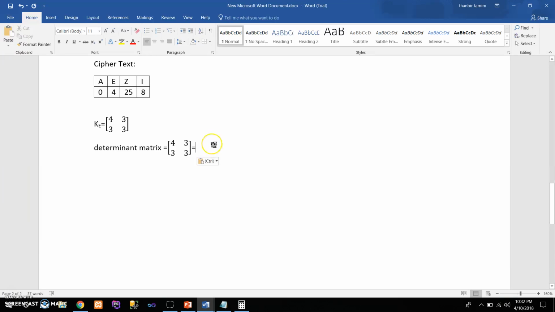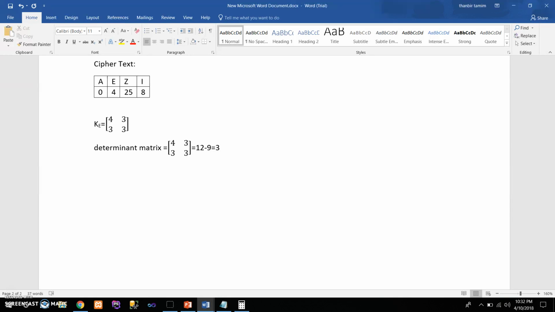So at first we need to find the determinant of the matrix. So at first we will calculate, we will multiply 4 and 3. The multiplication of 4 and 3 is 12, and subtract the multiplication of 3 and 3, so 9. So our answer will be 3. This is the value of the determinant.